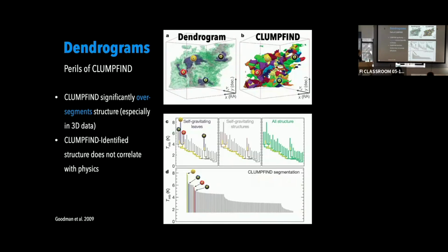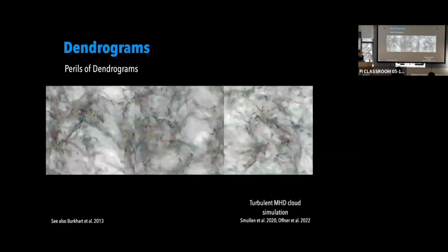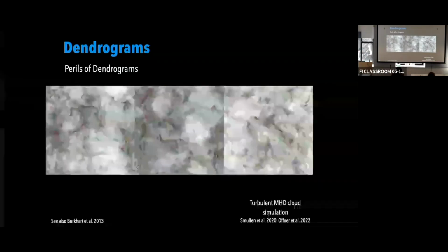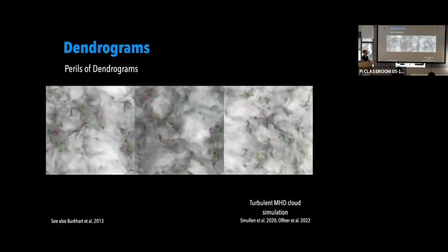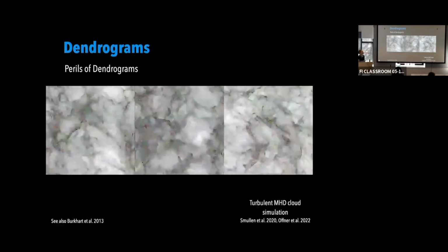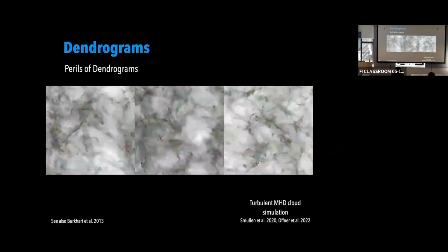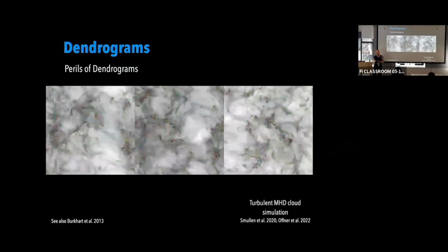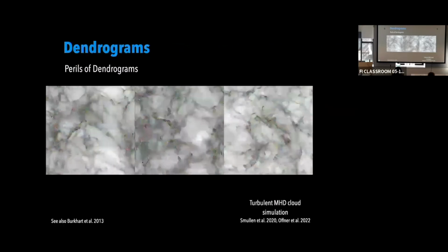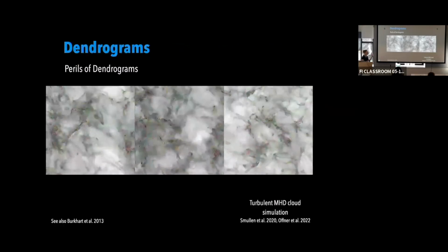But dendrograms also have their weaknesses. So this is from a paper I collaborated on with a student, Rachel Smolin and Caitlin Cratter. There are also perils of dendrograms, okay? And as an observer, you get one snapshot. So you can't really assess how those contours and structure evolve with time. You just get one application of it. But in simulations, we can do that. We can identify the dendrograms, follow them over time, and see how the structure evolves.